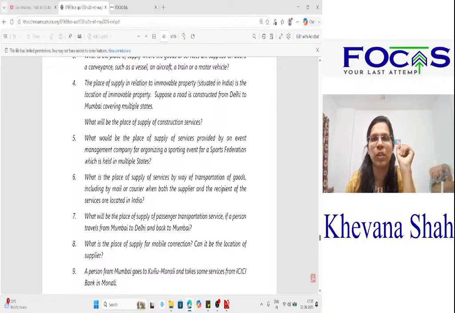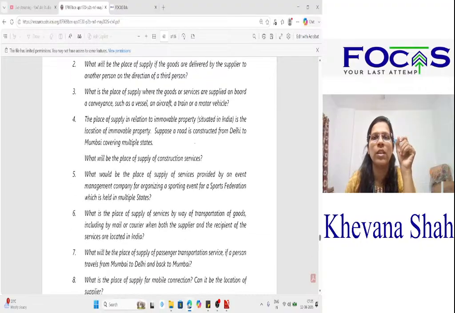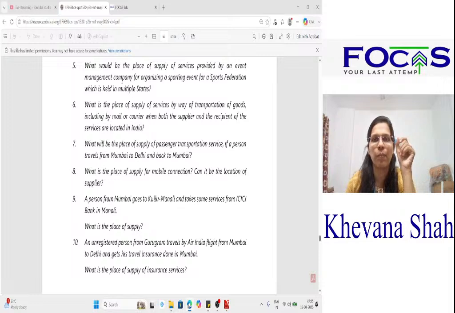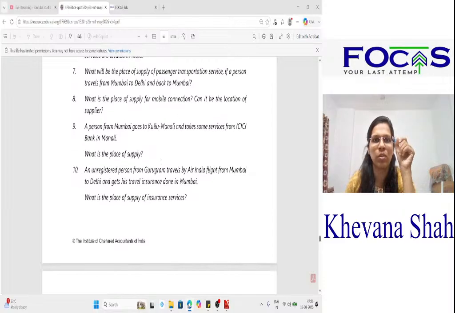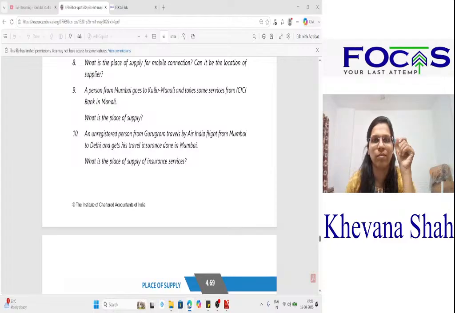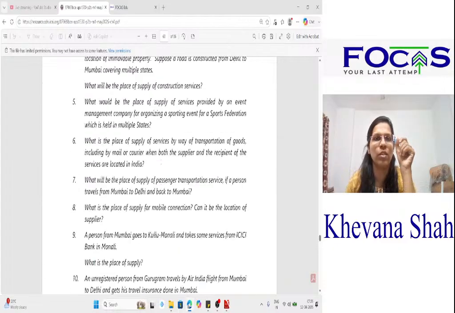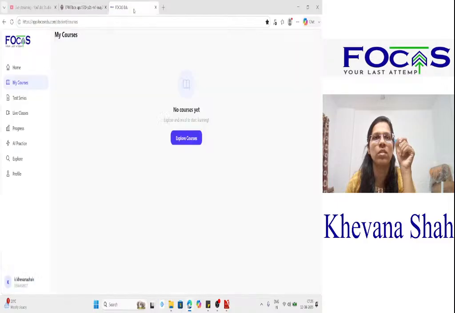Then question number 4: the place of supply in relation to immovable property situated in India is the location of immovable property. Suppose a road is constructed from Delhi to Mumbai covering multiple states. What will be the place of supply of, okay, this is construction services. Okay, transportation services. Okay, so other questions are relating to services.